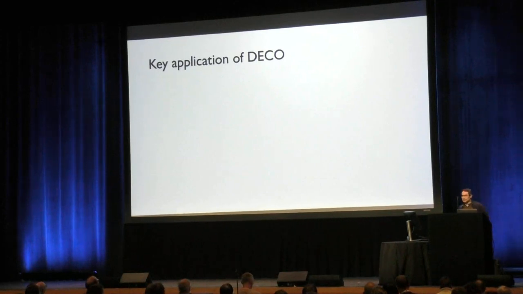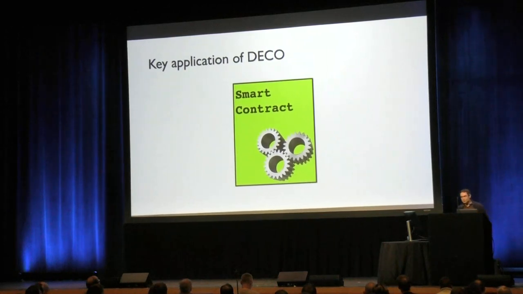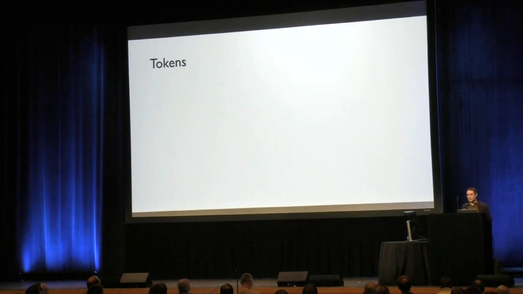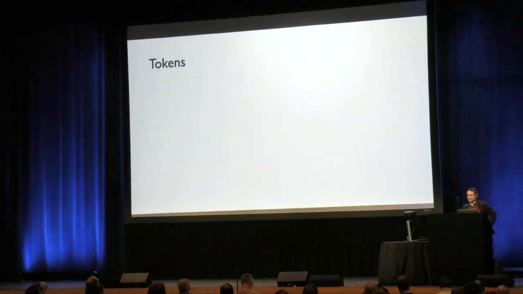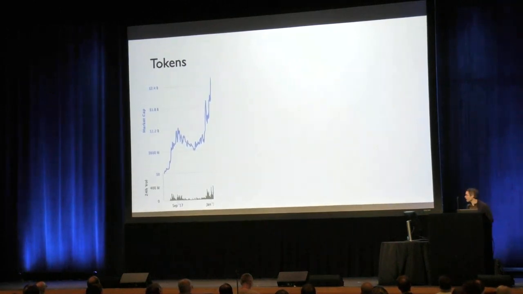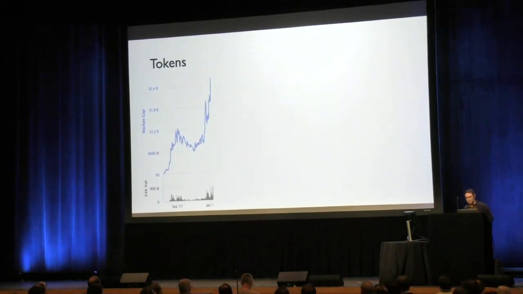One of the key applications of Deco is to smart contracts. You've all heard of smart contracts, of course, and you've probably heard of them in connection with tokens. Smart contracts enable the creation and management of tokens, which you can think of as a kind of application-specific cryptocurrency. And they were, of course, a key ingredient in the token mania of two years ago when prices were rising to stratospheric heights. Here you see the market cap of one token, which I will not name.